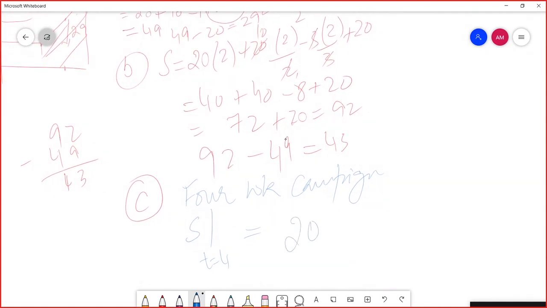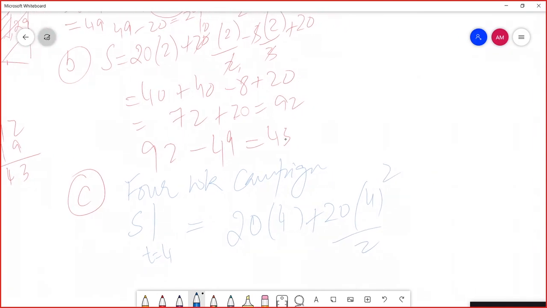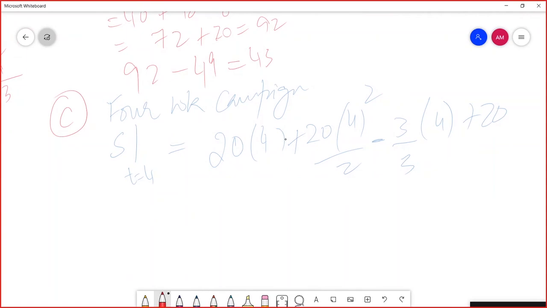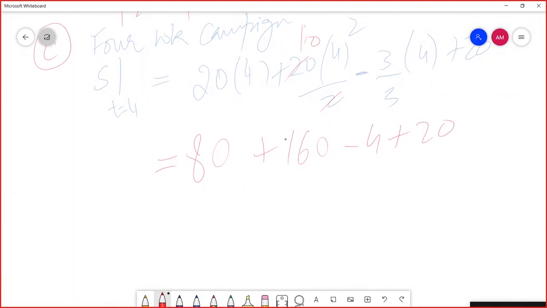So we do that. 20 times 4, then 10 plus 12 times 4 squared over 2, minus 3 over 3 times 4 plus 20, right? So I take a red color. This is 80, this is 10 times 4 squared, which is 16, so 160, minus 4 plus 20. Actually the 20 is from the start, so I can just leave that. Do you understand why I am leaving 20? Yep, because that was a constant.